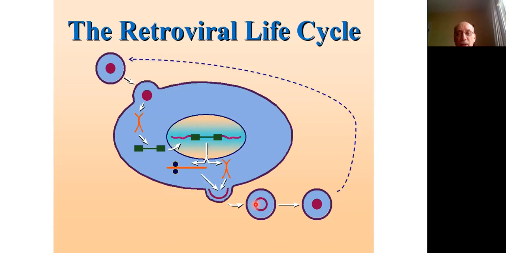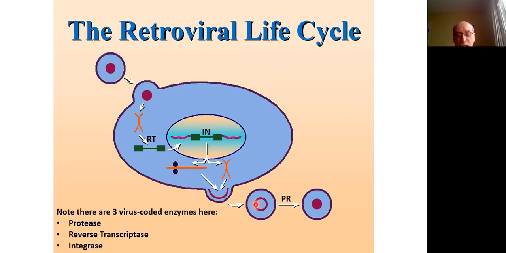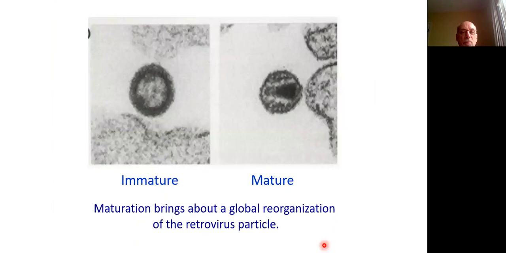And it's important to understand that the immature particle is completely non-infectious. These cleavages are absolutely required for viral function. So keep in mind then, replication requires three virus-coded enzymes: the protease, the reverse transcriptase, and integrase. This maturation brought about by the cleavage of the proteins in the immature particle is not just a little refinement, it is a complete reorganization of the structure of the particle, and again, is absolutely required for infectivity.